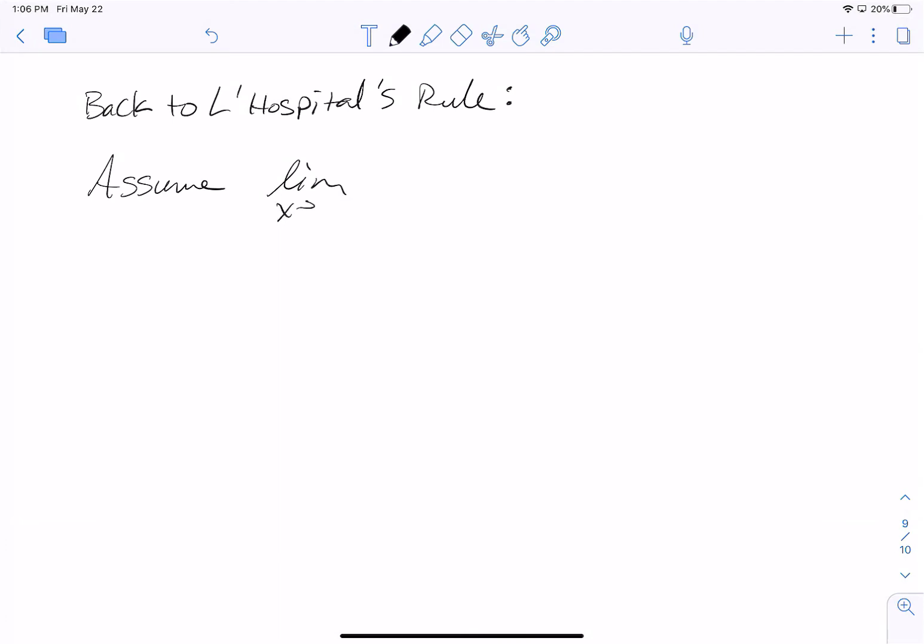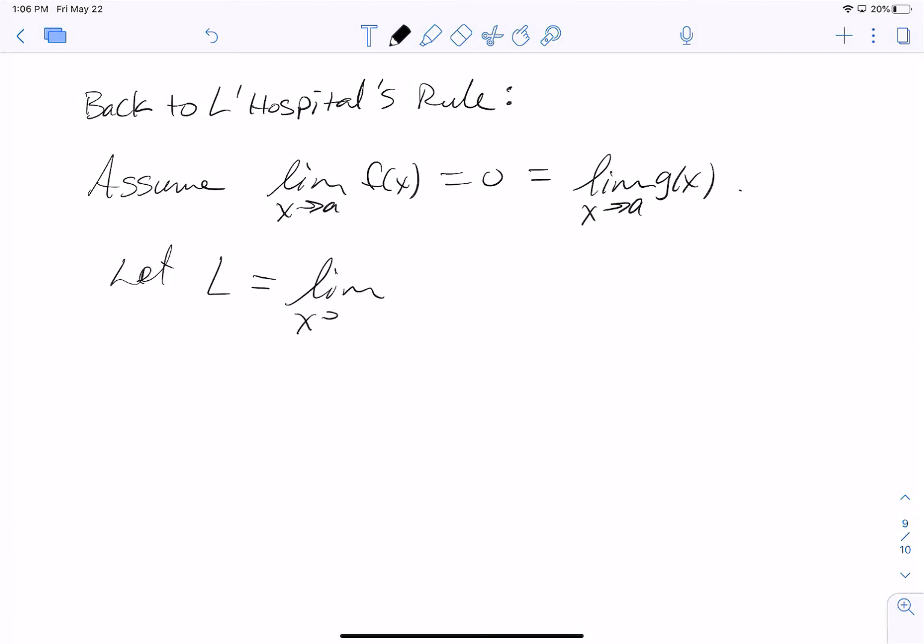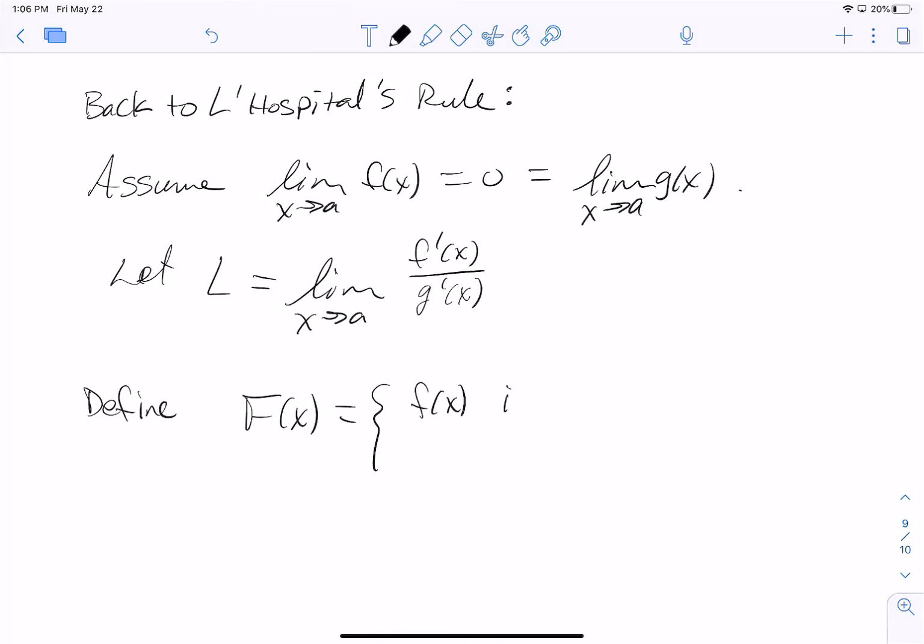Assume that the limit as x approaches a of f of x is equal to 0, and that's also the value for the limit as x approaches a of g of x. Then we let L equal the limit as x approaches a of f prime of x divided by g prime of x. We define a function uppercase f of x to distinguish it from the lowercase f, and say it's equal to lowercase f of x if x does not equal a, and 0 if x does equal a.